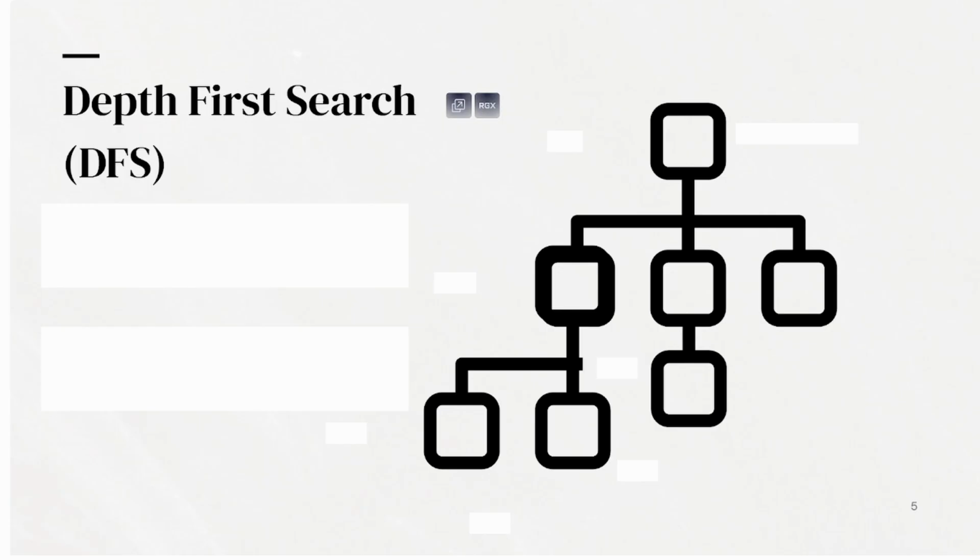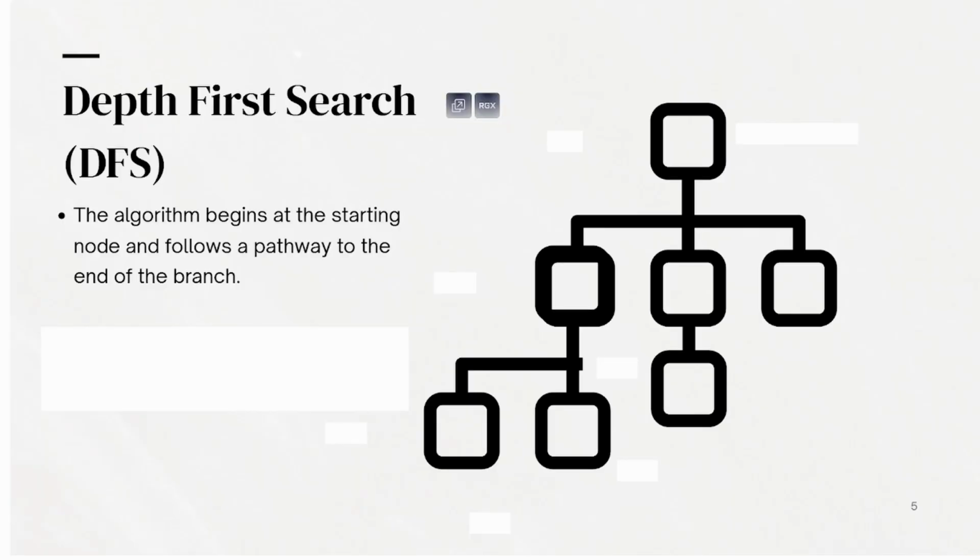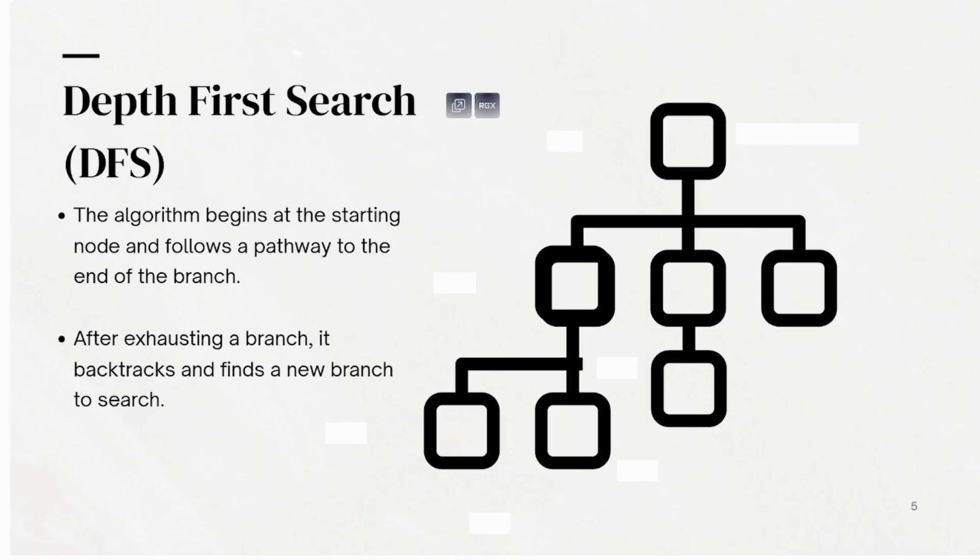It can be used on graphs. It can be used on data trees. They can be sorted or unsorted. And it really just crawls its way through the different nodes, searching for the value that it seeks. So this algorithm starts, in this case, at the starting node at the very beginning and follows a pathway to the end of the branch. It'll isolate an entire branch, go from beginning all the way to end, and once it has exhausted that branch, it backtracks and finds a new branch to search.